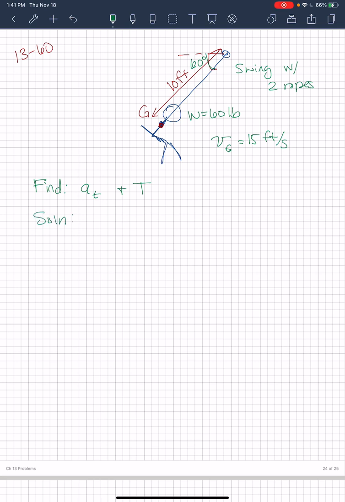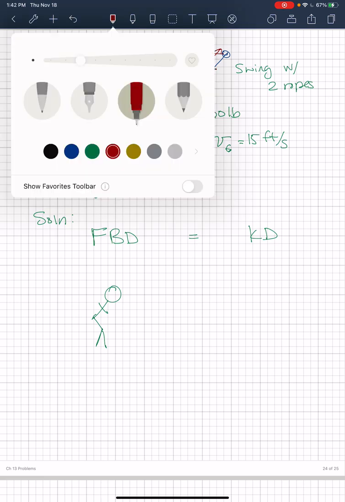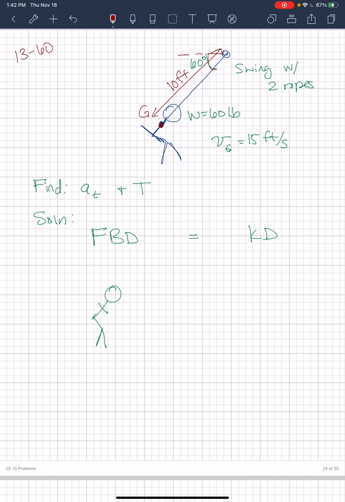So for the solution, we're going to start just like before. We always did free body diagrams. Just now we have to add that kinetic diagram. So for the free body diagram, I'm just going to draw the boy. Not the best drawing, but it'll be fine. And draw all of the forces that we have. So we have his center of gravity, and we have his weight, which is 60 pounds. He's on this swing, so let me pick a different color for that.